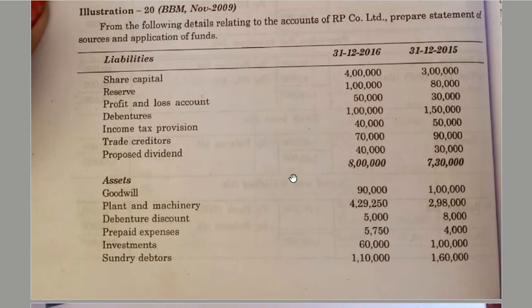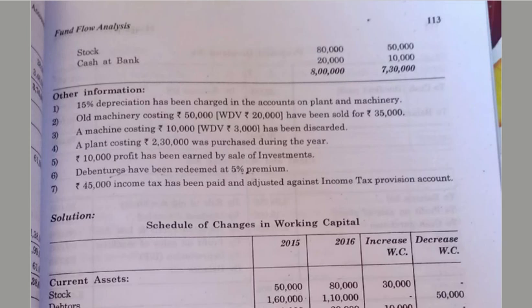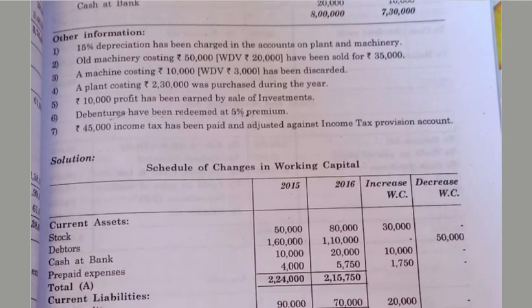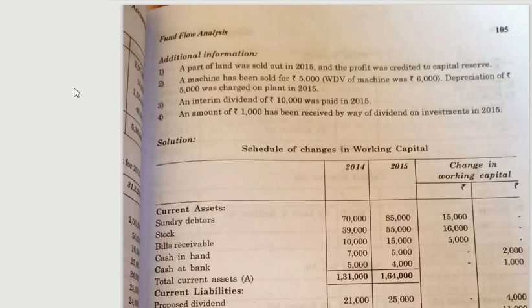So moving on to your next question, which is question number 20. From the following details relating to the accounts of the limited, prepare a statement of sources and application of funds. So you have your 15% depreciation has been charged in the accounts on plant and machinery. So it will come in your plant and machinery ledger account. Old machinery costing 50,000, written down value is 20,000, has been sold for 35,000. So let me explain it in your ledger accounts.